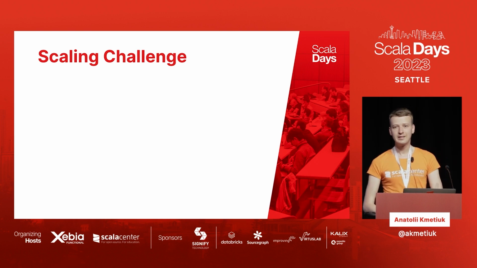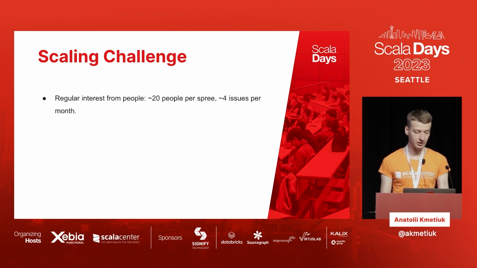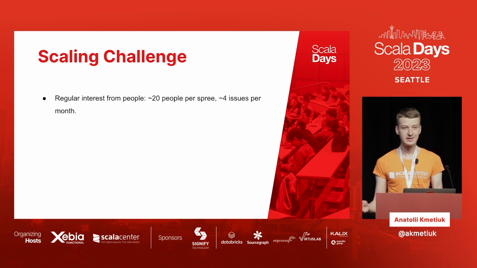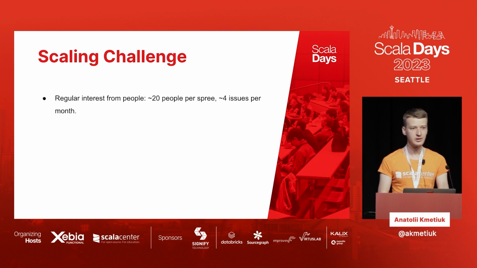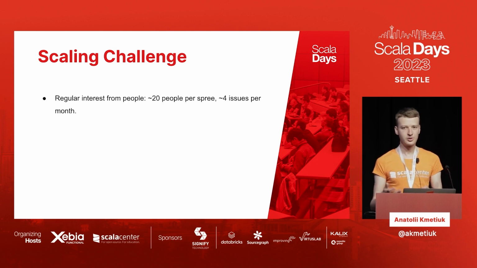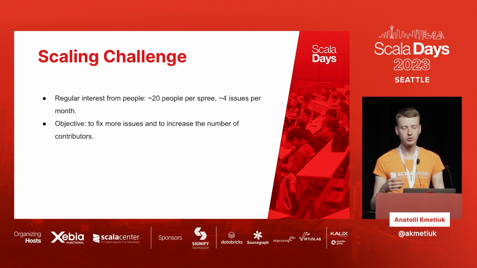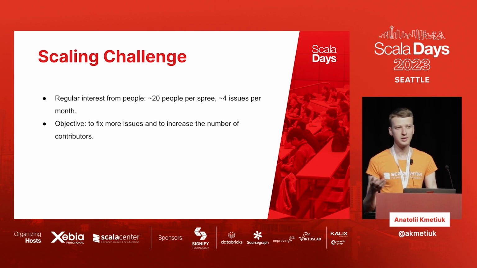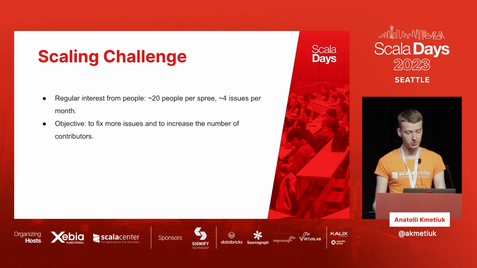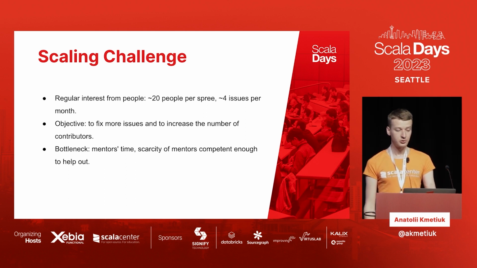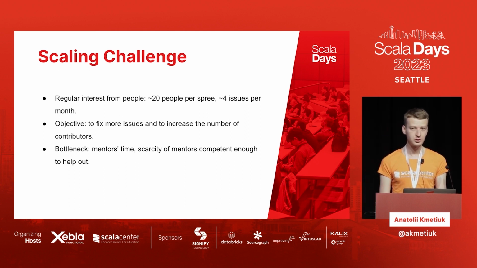So first of all, the scaling challenge. So what did that mean? Where were we at the time when we started it? We were at the position of around 20 people per spree coming regularly, around 4 issues per spree being tackled, being fixed. So we made an assumption that if we attract more people, we would be able to fix more issues, and we would be able to grow more contributors that would be able to become full-time contributors for the project. Well, unfortunately, those assumptions were not confirmed in the course of this experiment.